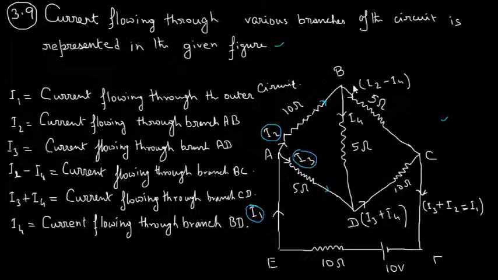Now this I2 again breaks up. Some portion of I2 moves here at BD, that is I4. So the rest of the current, that means I2 minus I4, moves in the branch BC.